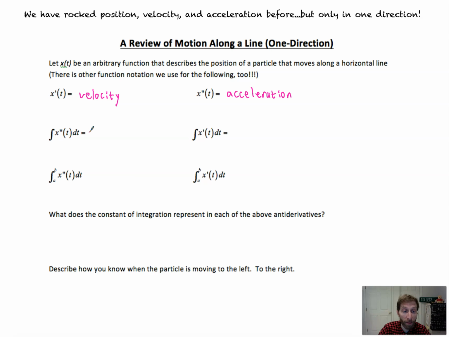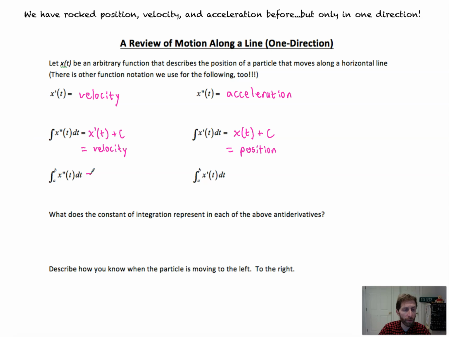So the integral of x double prime, going up one level, would get us to x prime of t plus c, which is the same as the velocity. So that would be your velocity function. And then the integral of x prime of t, we'd be heading right back to position. So x of t plus the initial value, or that constant c, that's the position function.